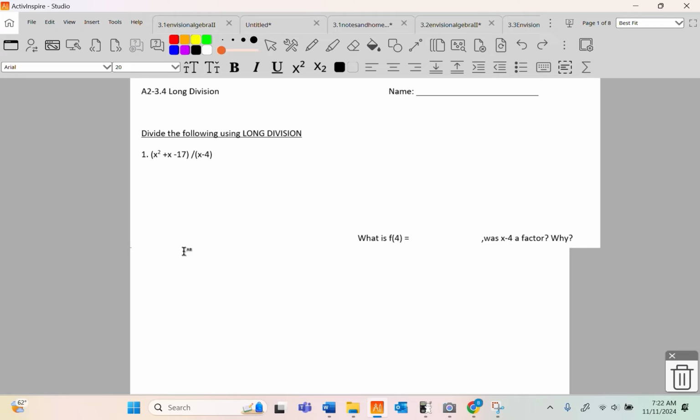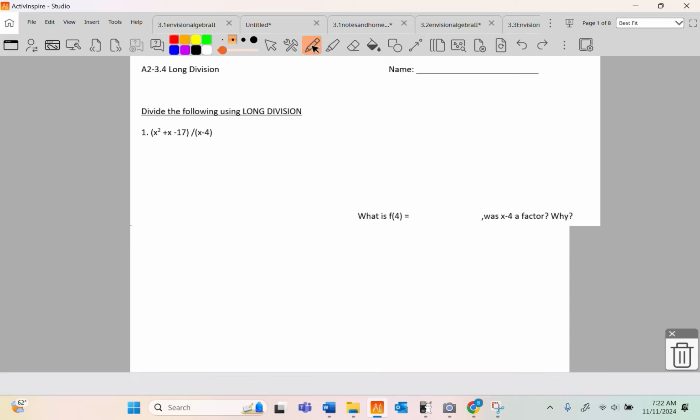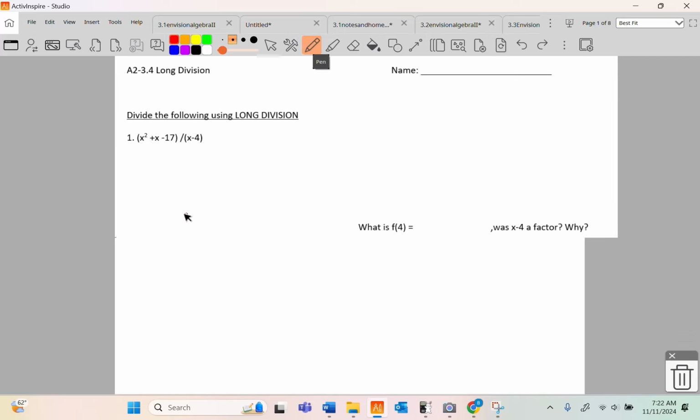All right, so here's the first one. Divide the following using long division. It's the easiest one on the piece of paper. It really is. So we'll throw an x minus 4 outside. We have x squared plus x minus 17 on the interior.